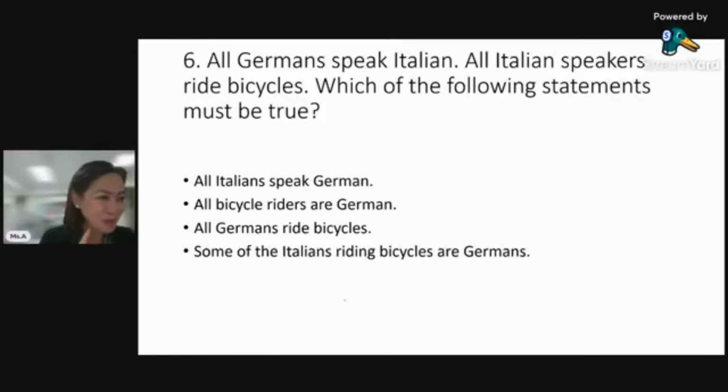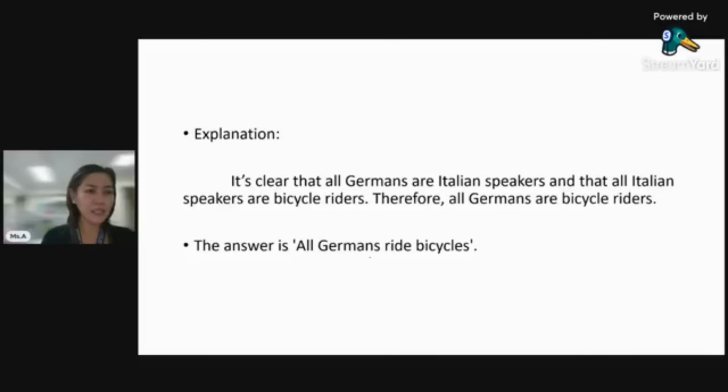And ito po, always remember po, okay? They really do this, of course, to confuse us. That's why, di ba? Bakit ba ginagawang complicated, no? Pero syempre nga, for us, analyze more. Okay, so ayan nga po. Lahat daw po ng mga Germans ay nakakapagsalita ng Italian. So, itong mga Germans na nakakapagsalita ng Italian, they do ride bicycles. So, meaning, lahat po ng mga Germans nag-ride ng bicycle. Okay?